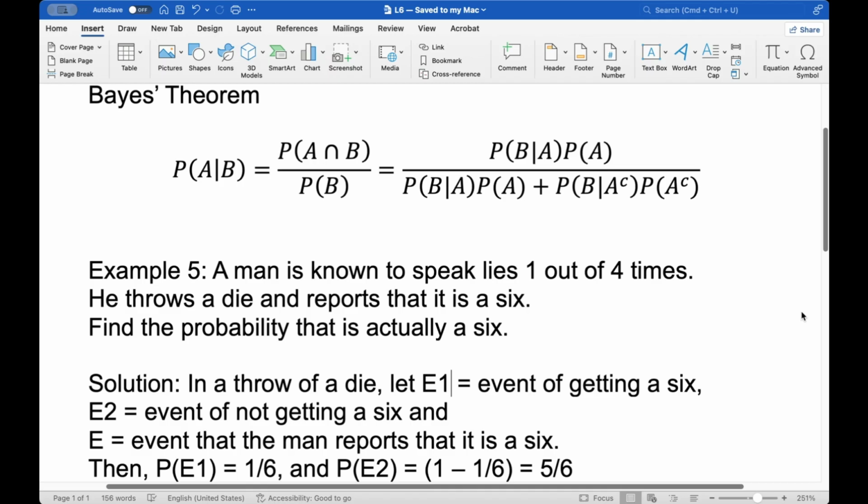The probability of E1, getting a 6, is 1 out of 6. That's the same thing as getting a 5 or getting a 2. And rolling a die, they're all equally likely, 1/6. The probability of not getting a 6 is the complementary event, 1 minus 1/6, or 5 out of 6.